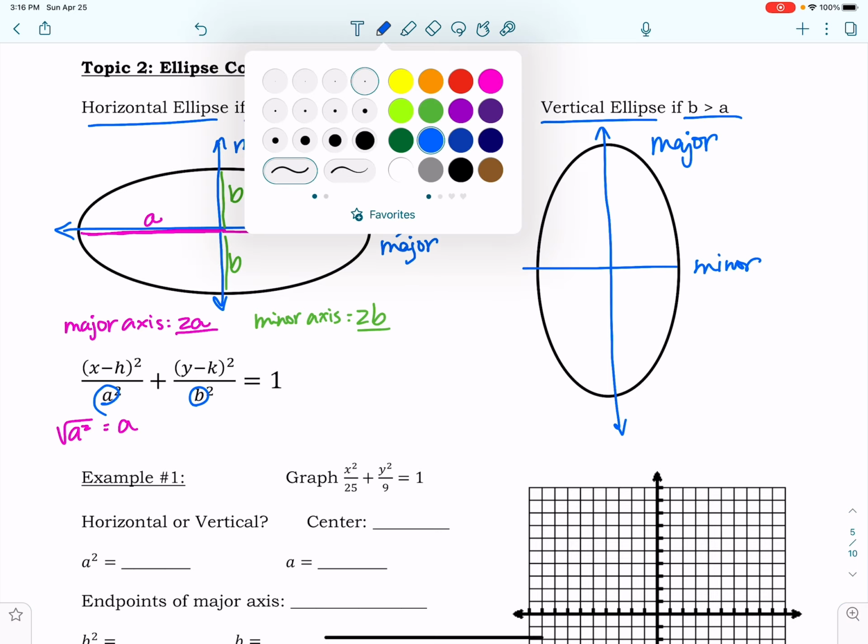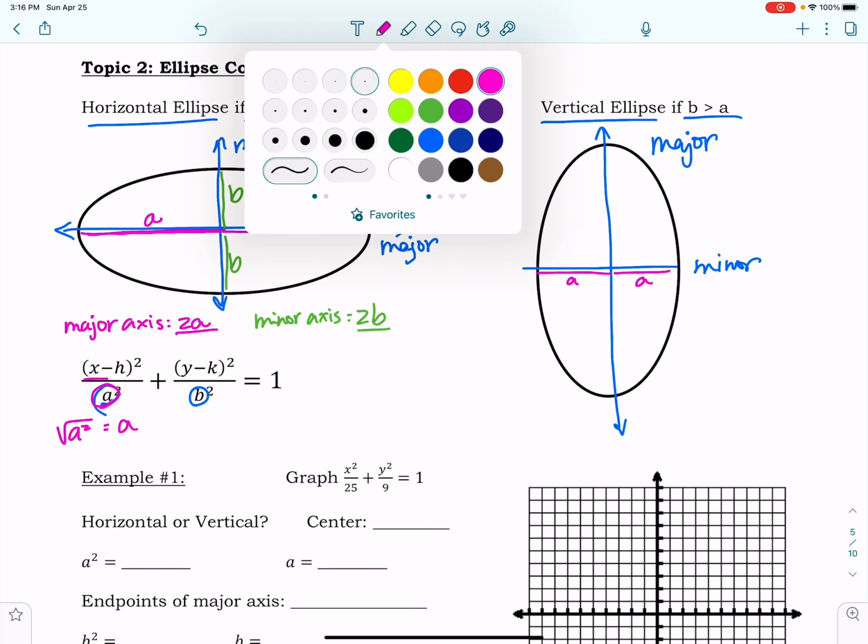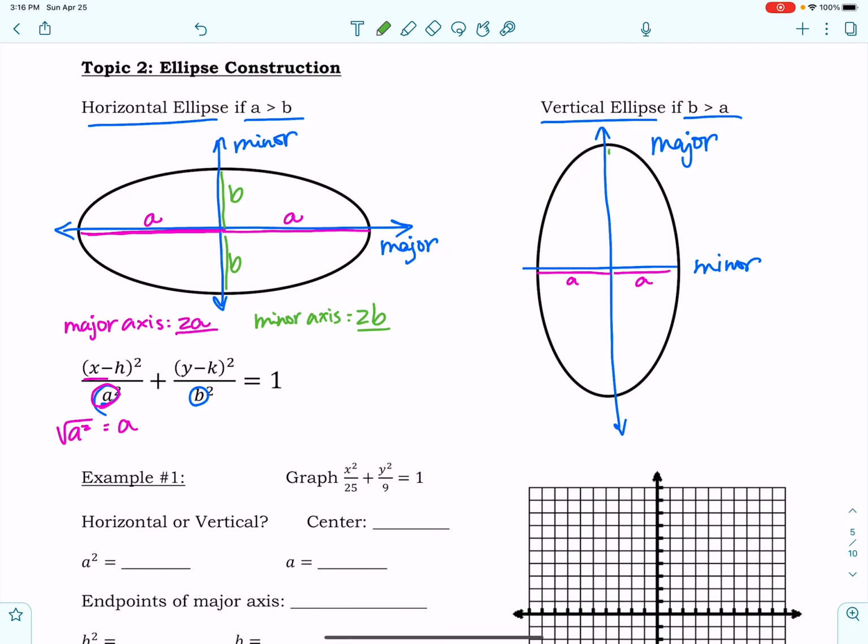All right, so again, what we need to recognize here is that A is still associated with X. It's just that now A plus A is smaller than the major axis. So this right here is still going to be B. B is still associated with Y. It's just now 2B is bigger than 2A. So that's how we're going to think about those.